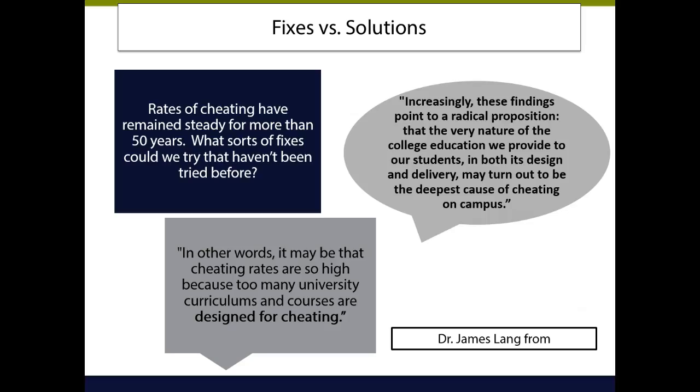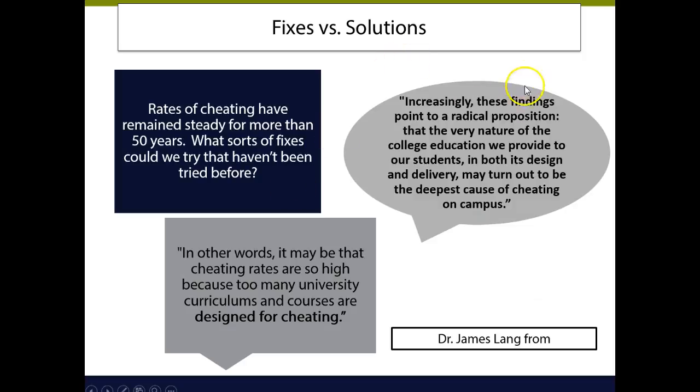So maybe this is fixes versus solutions. A couple of quotes from Dr. James Lang, the person who wrote that book called Cheating Lessons. Dr. Lang says, rates of cheating have remained pretty much steady for more than 50 years. If you're just looking for quick fixes, it's unlikely that you're going to come up with something that all the smart teachers over the last 5 decades have failed to come up with. This is a perennial problem. It is unlikely that there are some immediate fixes that are going to change the landscape of cheating significantly.